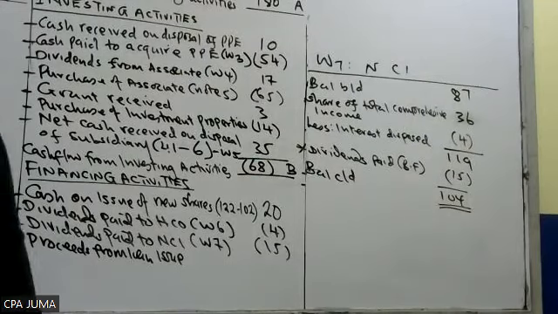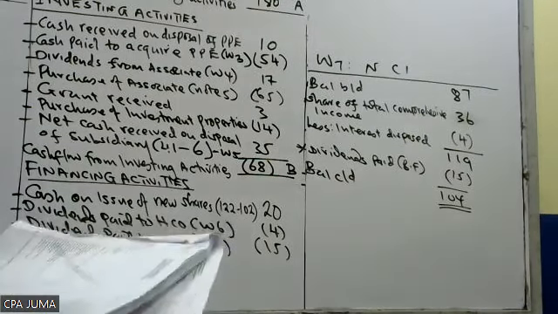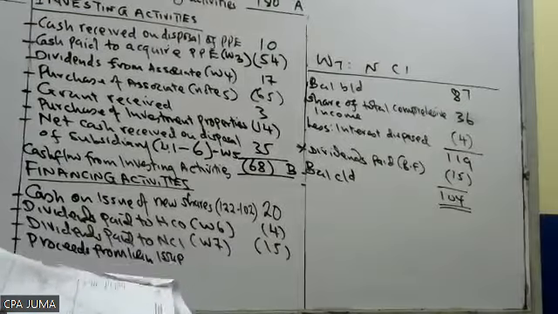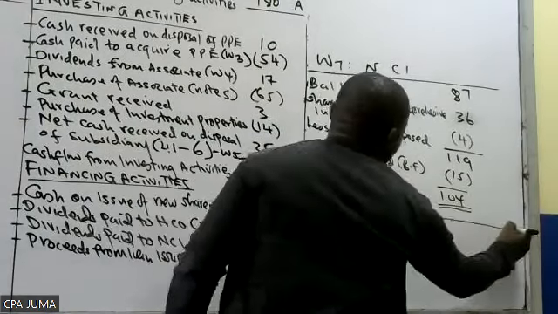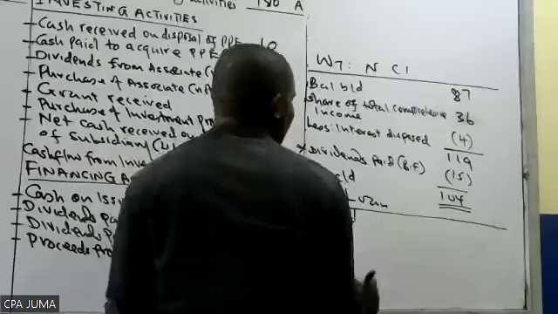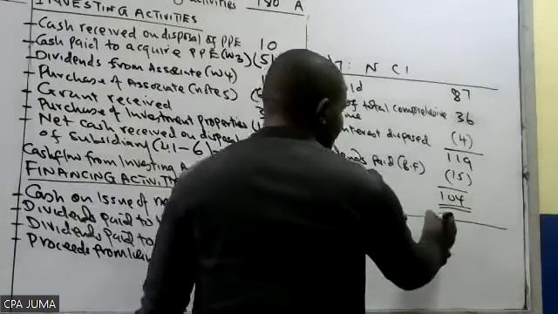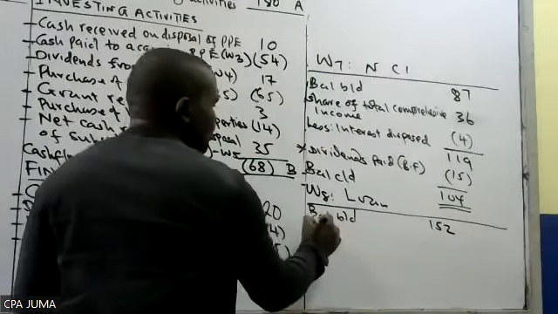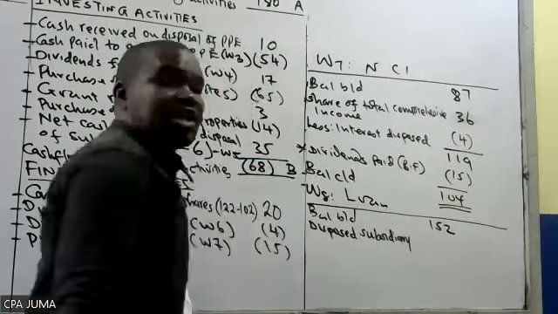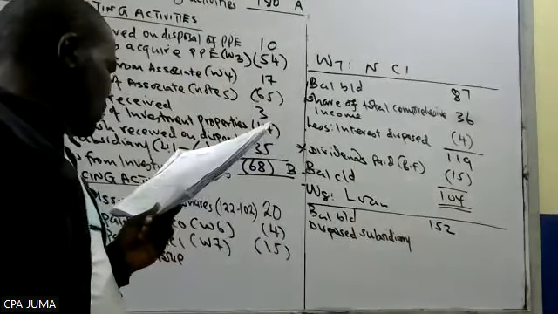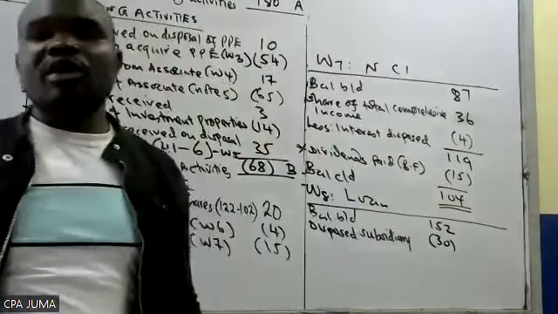So in note 6, let's do a working to make it more precise. That's the last working we are doing. Working 8, loan. Balance brought down for the loan was 152. Disposed subsidiary, the subsidiary went away with 30.